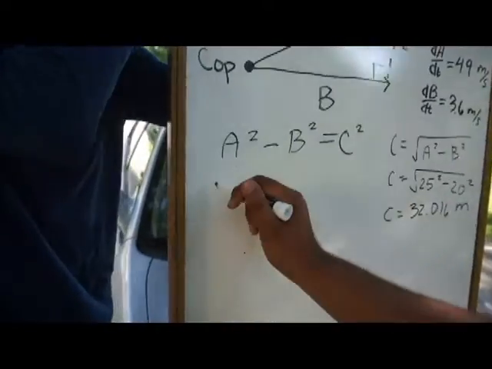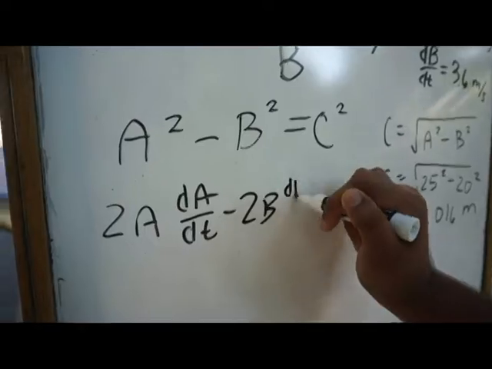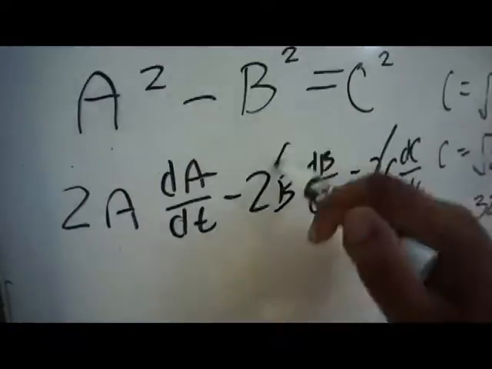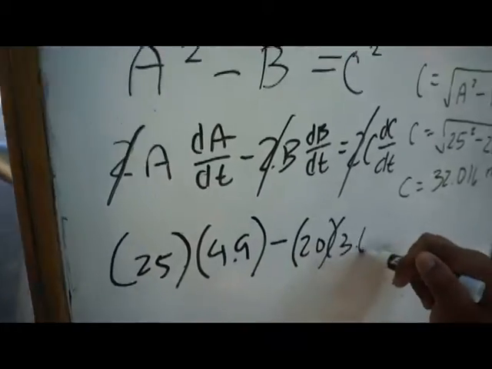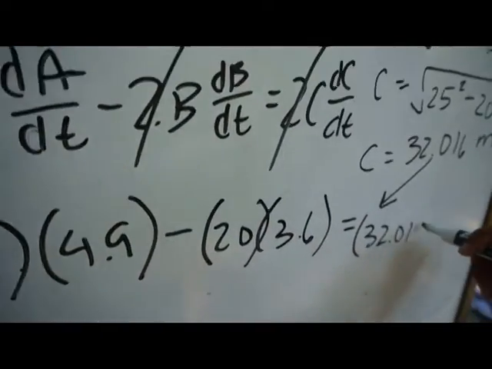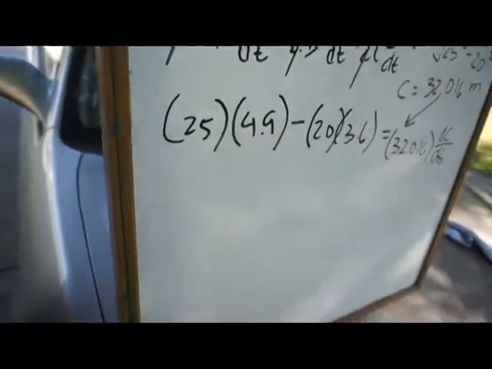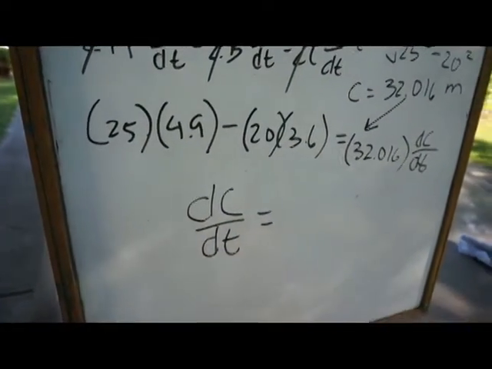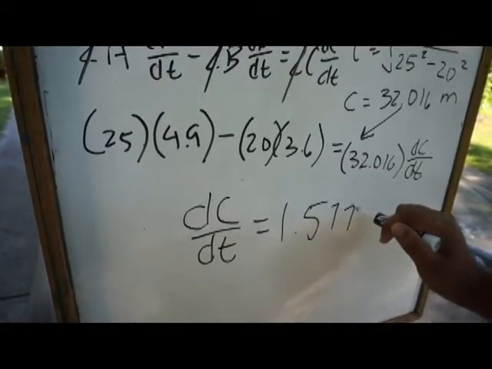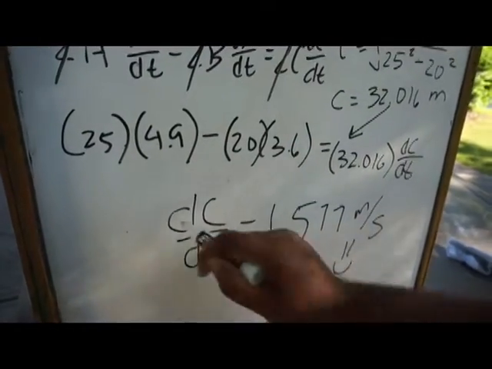You're also given dA/dt and dB/dt. Then, you differentiate the Pythagorean theorem, cancel out the 2's, and plug in your values to solve for dC/dt. dC/dt, or the instantaneous rate of change of the distance between the two criminals, is equal to 1.577 meters per second.